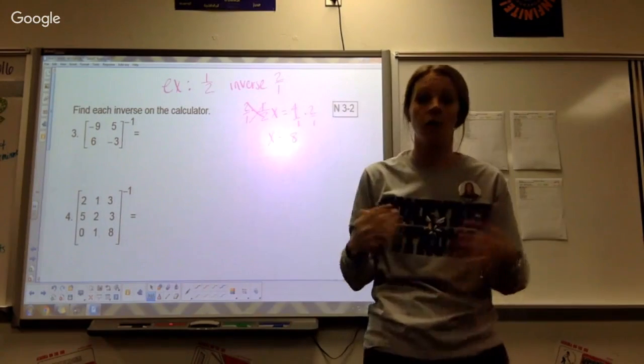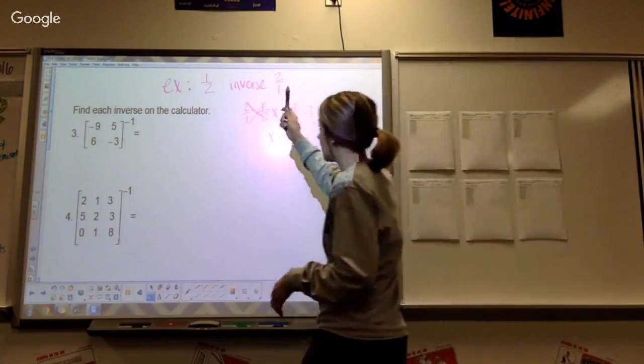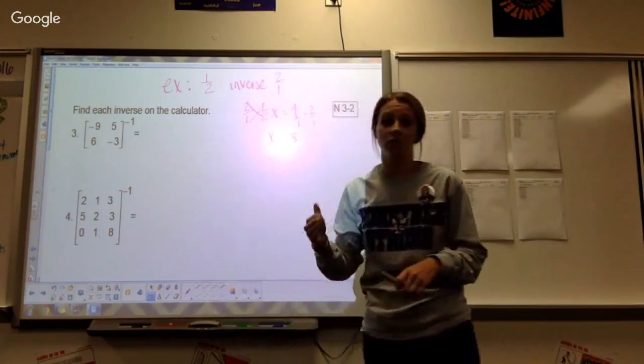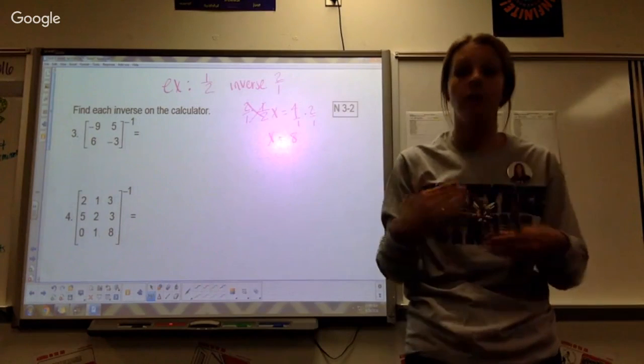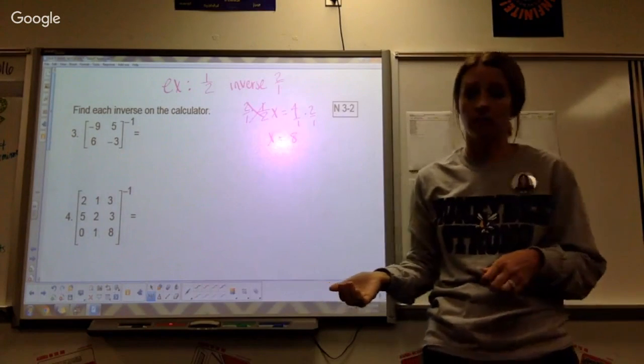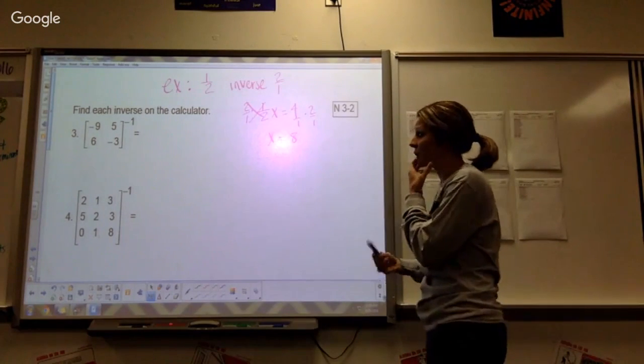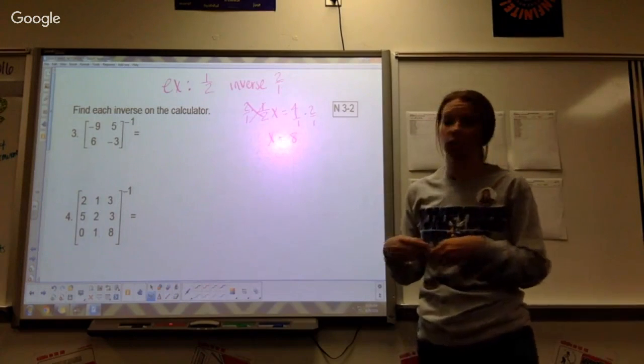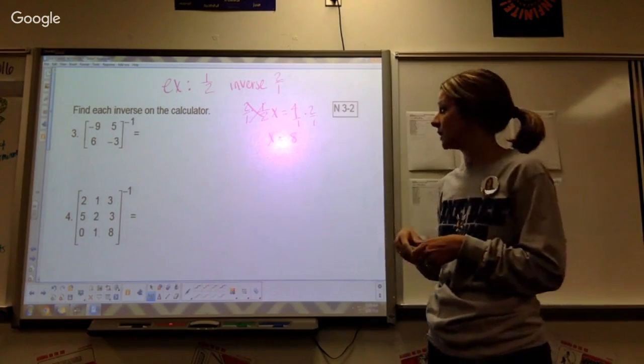Okay, so talking about real numbers, if you have 1/2, the inverse of that would be 2 over 1. When you multiply them, it equals 1. Okay? All right, so we're going to find the inverses, and then we're going to talk about those last couple of examples on the bottom.